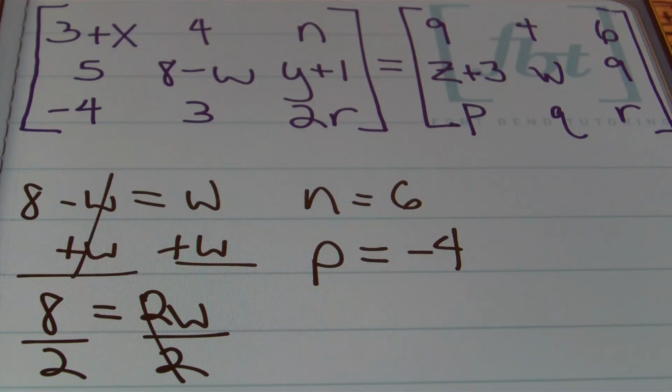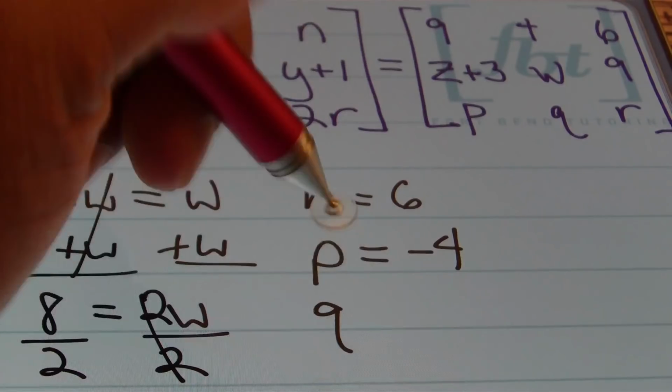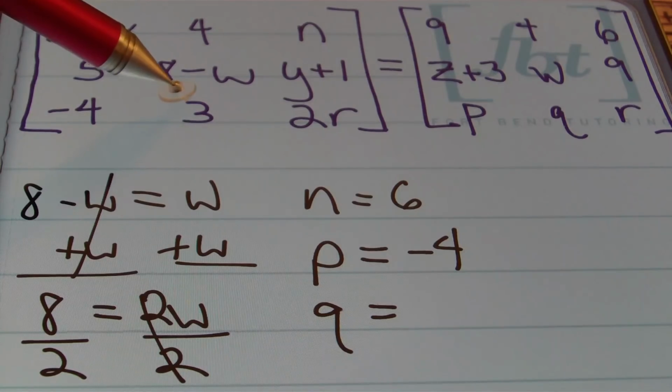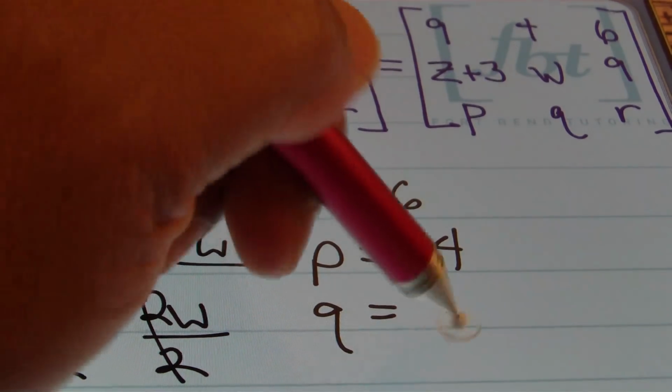So we took care of n. We just took care of p. Let's go with q. For the variable q, q has to equal what value? Do you know? It has to be an element located in the third row, second column. So here's our first matrix. This is the first row, second row, third row. This is the first column. This is the second column. Bingo, it has to equal 3.